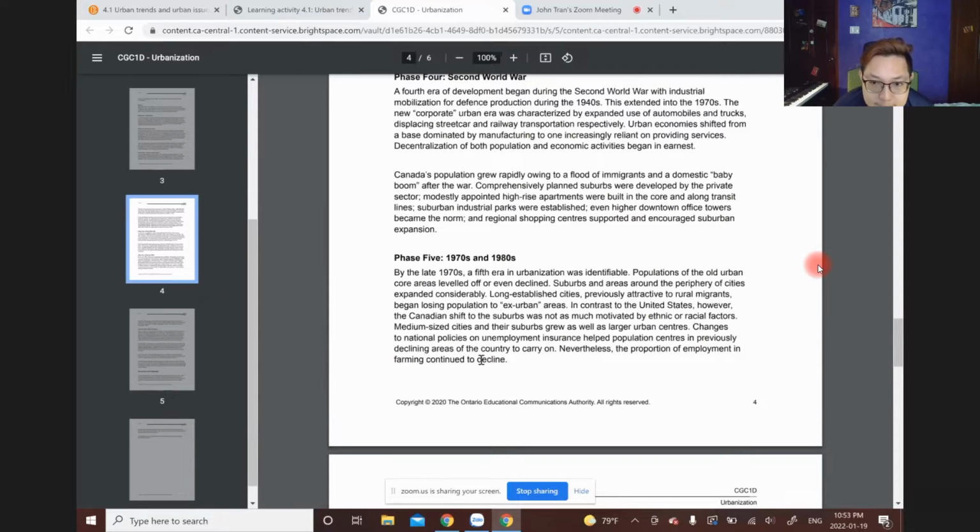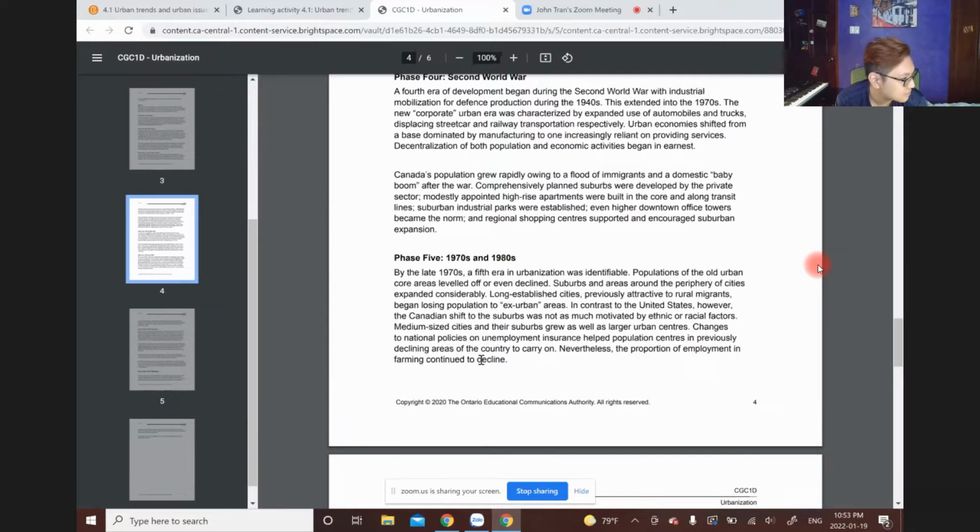Decentralization. Population of the old urban core areas level off or even decline. Suburban area around the periphery of the city expand considerably.